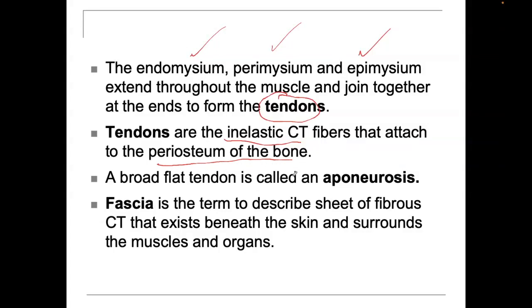Now, when we have a broad, flat tendon, you're going to hear the term aponeurosis. Aponeurosis is just a broad, flat tendon. You'll see it linked to the lats. When you look at the latissimus dorsi muscle, you're going to look at the origin of it, and it's going to say the thoracolumbar aponeurosis. When you look at the biceps brachii muscle and you look at the insertion, you're going to see it's a broad, flat tendon, so sometimes they'll call it the bicipital aponeurosis as the insertion.